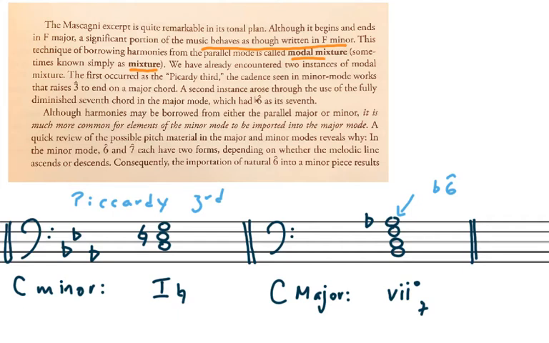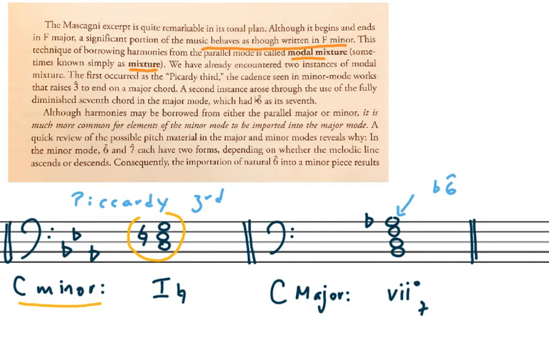We have already encountered 2 instances of modal mixture, even though we perhaps did not identify it as such. You might remember the Picardy third, if you look at the example here at the bottom of the page in the key of C minor, having an E natural at the end of the piece. This is typically something that happens at the very end of the piece, giving it a glimmer of light or hope. So instead of ending on a minor tonic, we end on a major tonic. We call it a Picardy third.